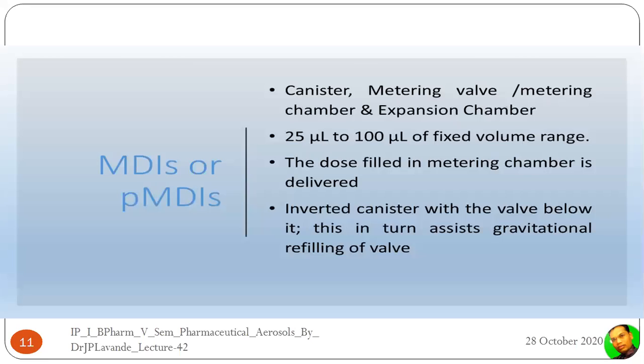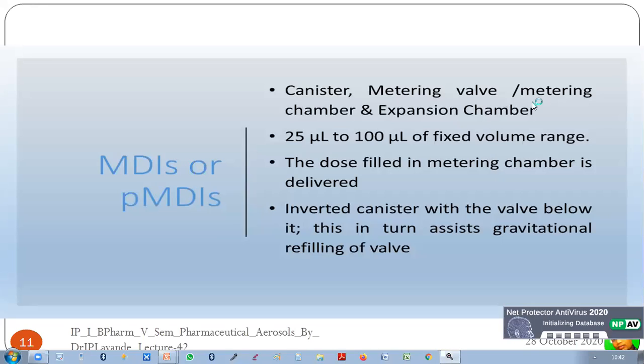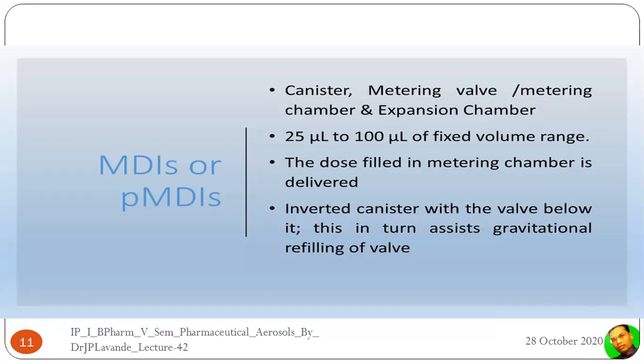So you can see the different parts: the canister, metering valve, metering chamber, and the expansion chamber. Generally, a fixed volume in the range of 25 microliter to 100 microliter is delivered by metered dose inhalers. The dose filled in the metering chamber is delivered, and it is based on the measuring devices.